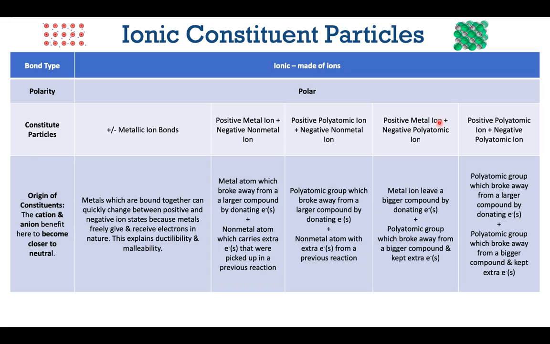Now we have a positive metal ion plus a negative polyatomic ion. These are metal ions that leave a bigger compound by donating electrons, and they combine with polyatomic groups which broke away from the bigger compound and kept extra electrons. We have positive polyatomic ions plus negative polyatomic ions. This is when a polyatomic group, which broke away from a larger compound by donating electrons, is added with a polyatomic group, which broke away from a bigger compound and kept extra electrons. So one is donating. Donating is positive, receiving is negative. That's what I want you to remember here.